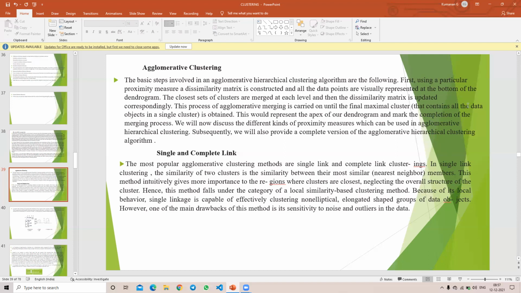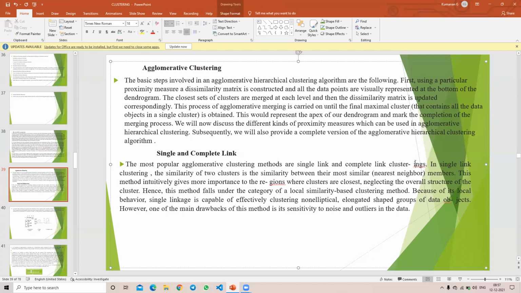The most popular agglomerative methods are the single link and complete link clusterings. In single link clustering, the similarity of two clusters is the similarity between their most similar members. It means the most similar, the nearest neighbor.